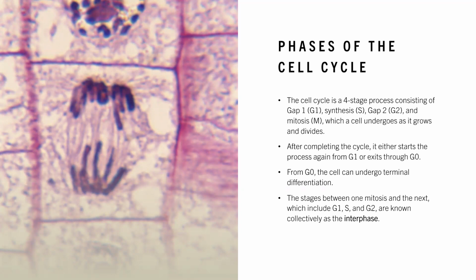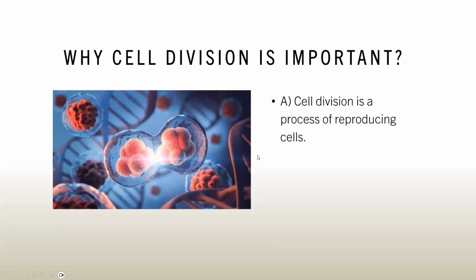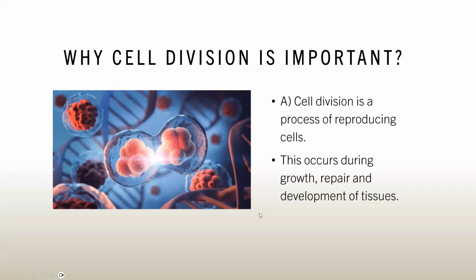The stages between one mitosis and the next, which include G1, S, and G2, are known collectively as the interphase. Why is this cell division important? Cell division is a process of reproducing cells, and it occurs during growth, during repair, and during the development of tissues.